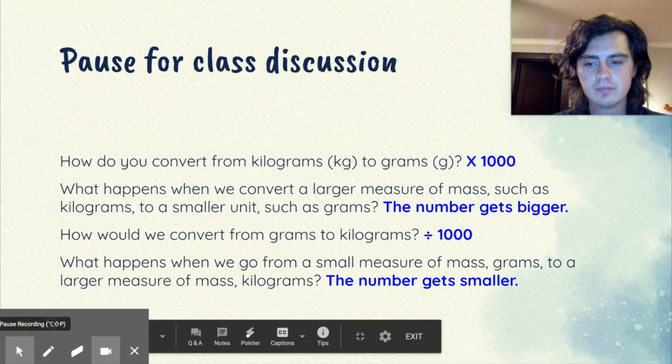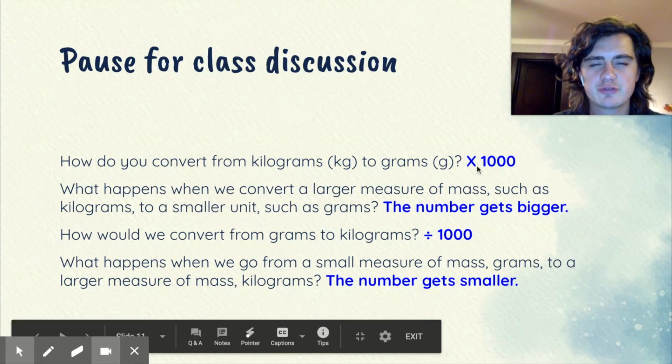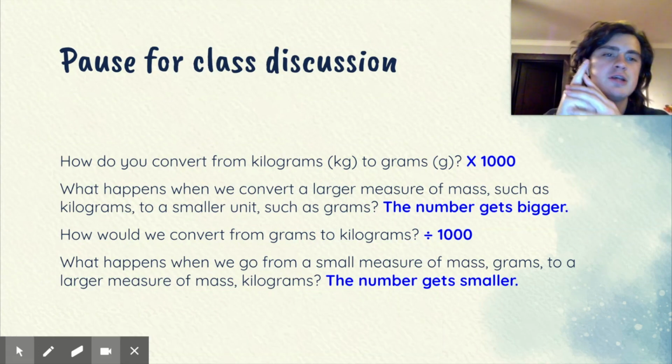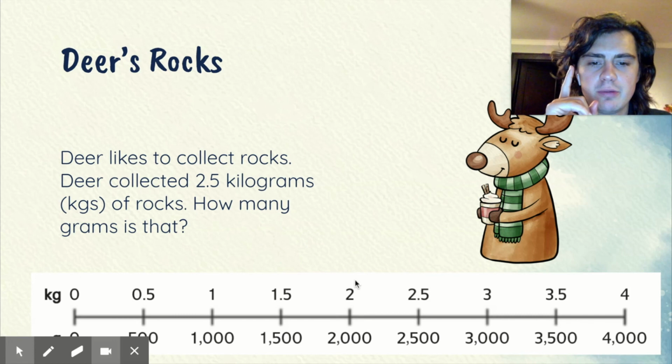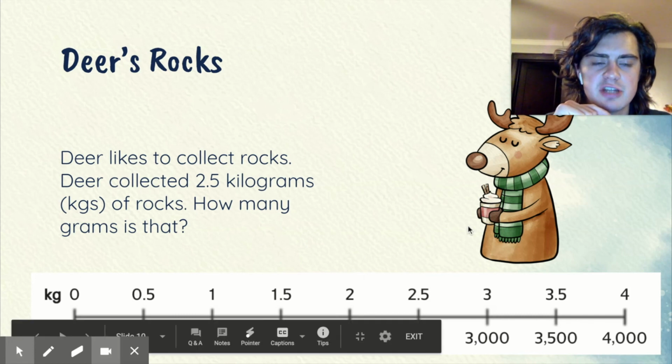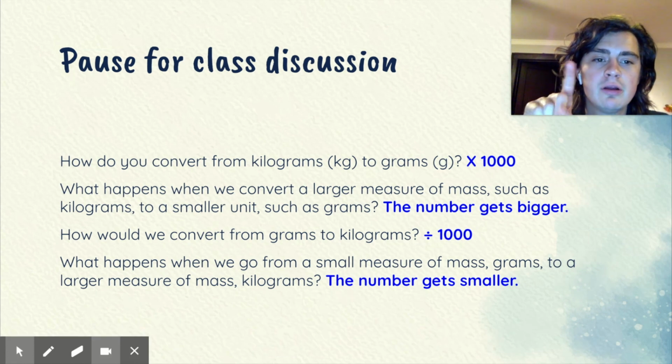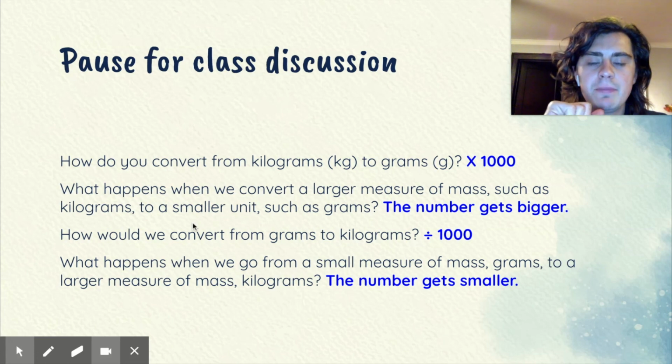So there's actually 3 right answers for this first question. How do you convert from kilograms to grams? Well, you could use that little bar chart we used before, this little table on the bottom. You could multiply by 1,000, or you can move your decimal 3 spots to the right. So those are your 3 options.